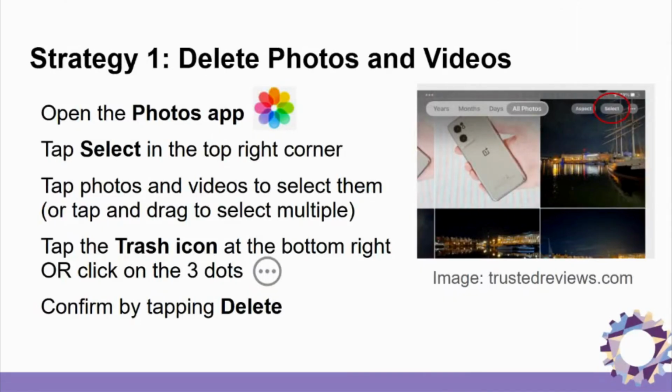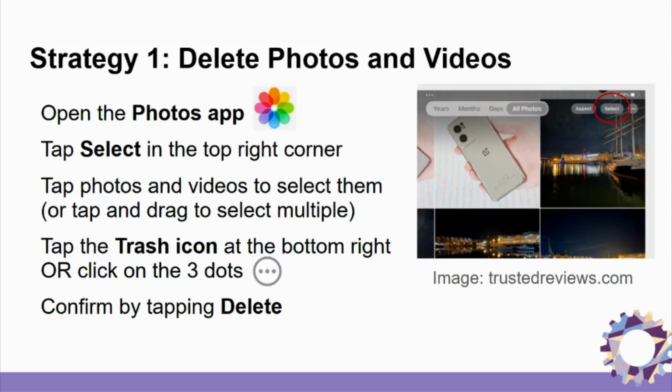Strategy 1 is deleting photos and videos. It is the most impactful strategy, and it is one you are probably already doing. Open your Photos app, tap Select in the top right corner, and then start choosing the photos and videos you no longer need. Here is a time-saving tip. Instead of tapping each photo one by one, you can tap and drag your finger across a row to select multiple photos at once. Once you have made your selections, tap the trash icon at the bottom right and confirm.